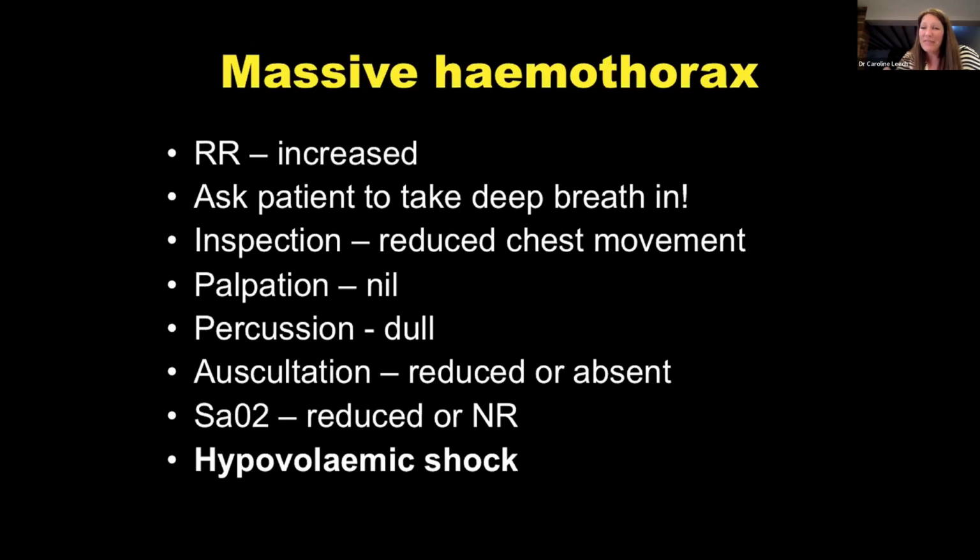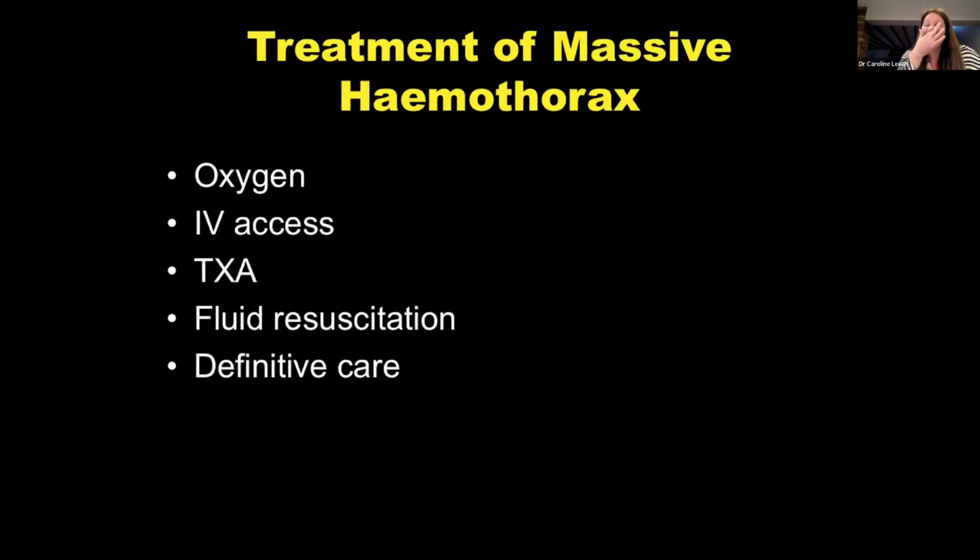On inspection, if it's a really big haemothorax, that lung's not going to move much on that side. And when you listen, you should have reduced breath sounds. Your Sats may be reduced because there's obviously no air moving, or they might not be picking up because your patient's so shocked. So really, the massive haemothorax is kind of like a C condition, isn't it?